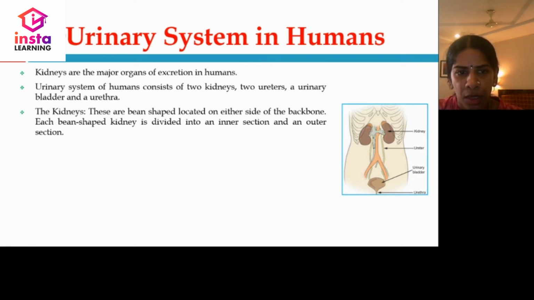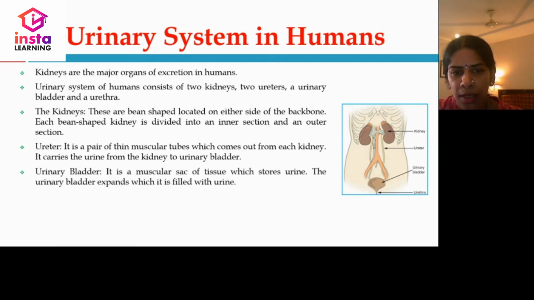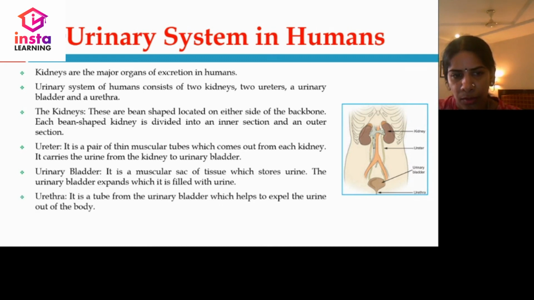Each kidney is divided into an inner section and an outer section. Ureters are a pair of thin muscular tubes which come out from the kidneys to carry the urine from the kidneys to the urinary bladder. The urinary bladder is a muscular sac of tissue which stores urine. The urinary bladder expands when it is filled with urine. The urethra is a tube from the urinary bladder which helps to expel the urine out from the body.